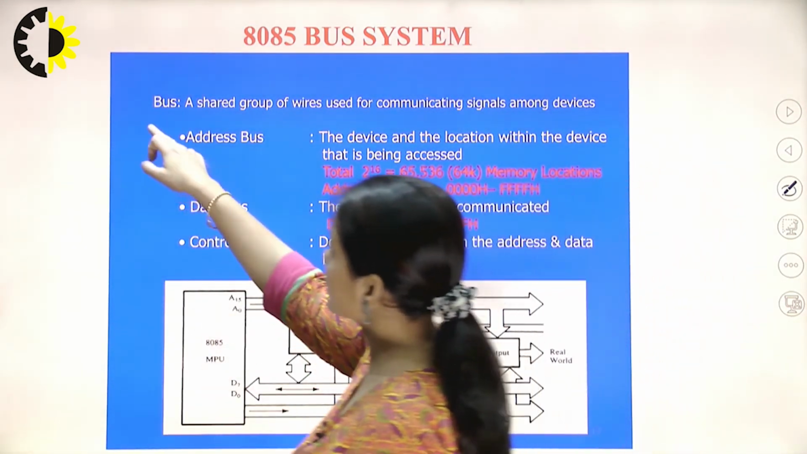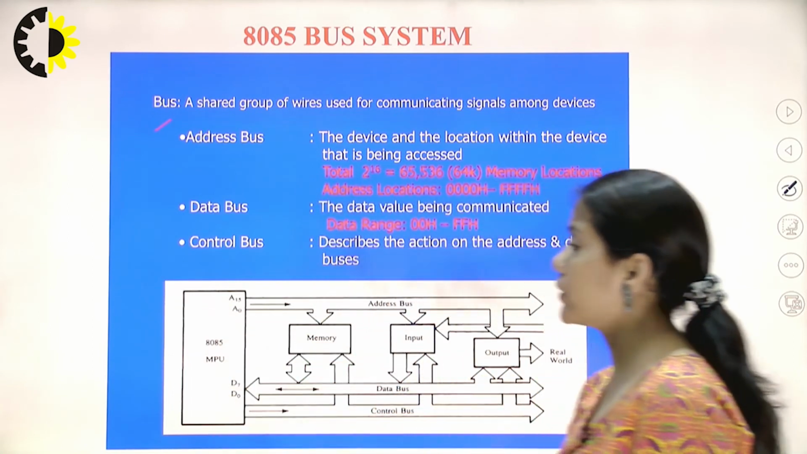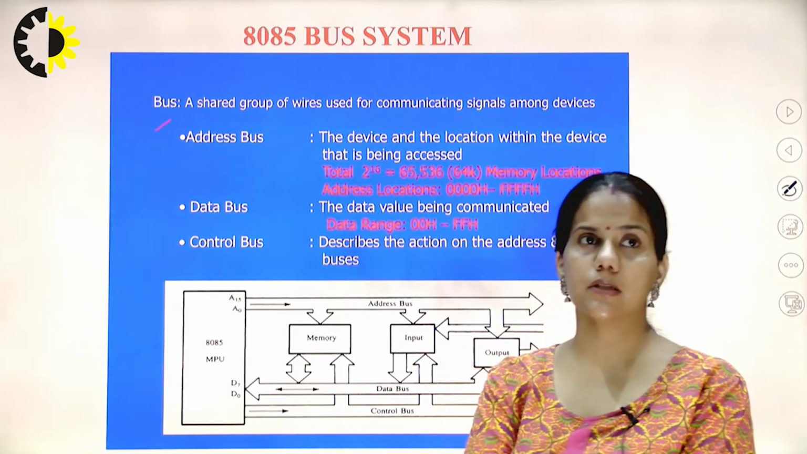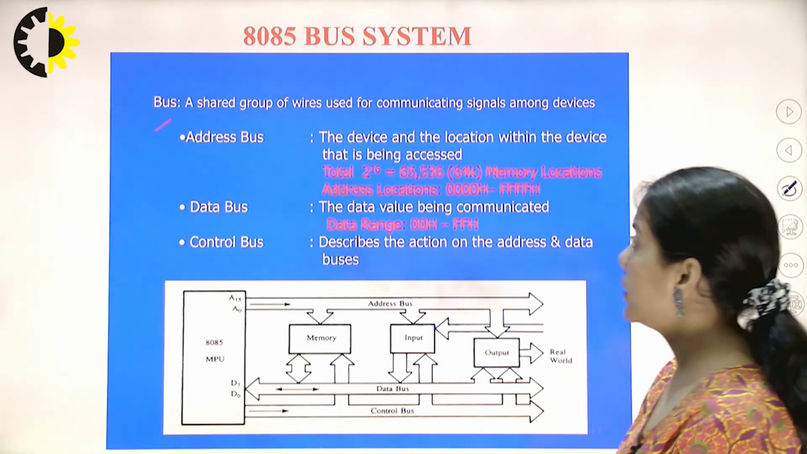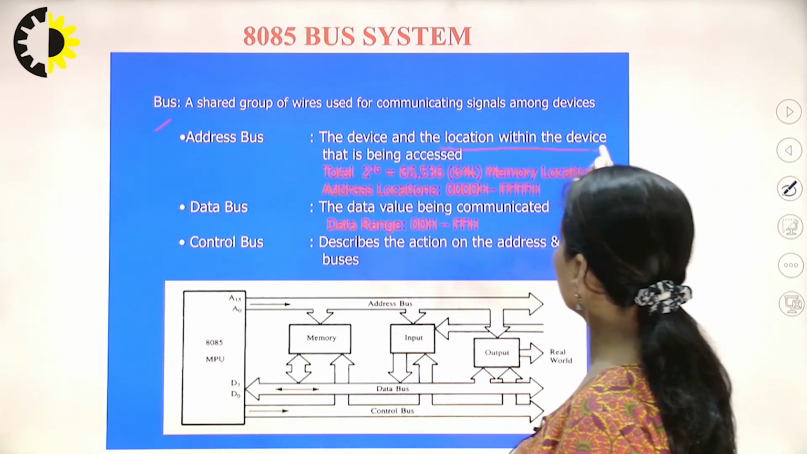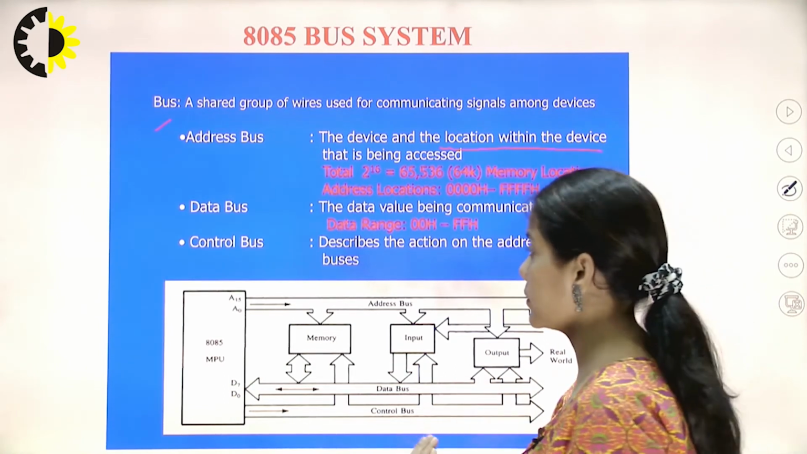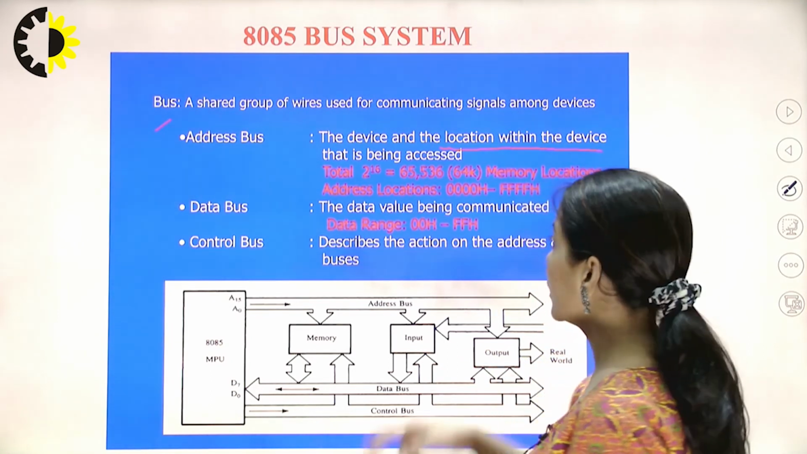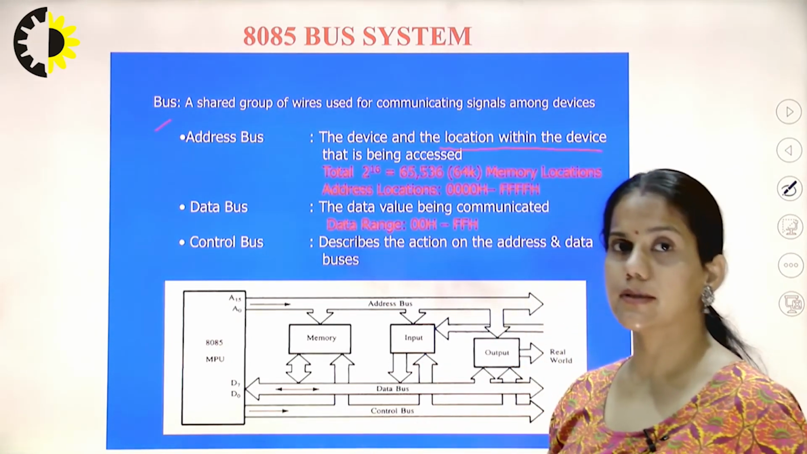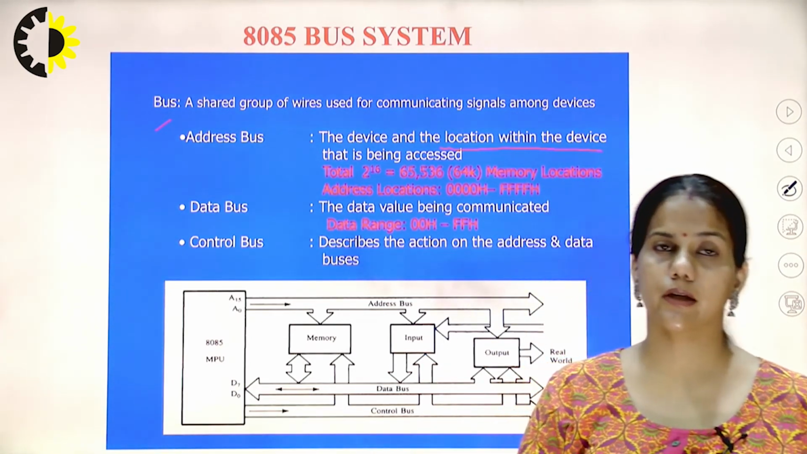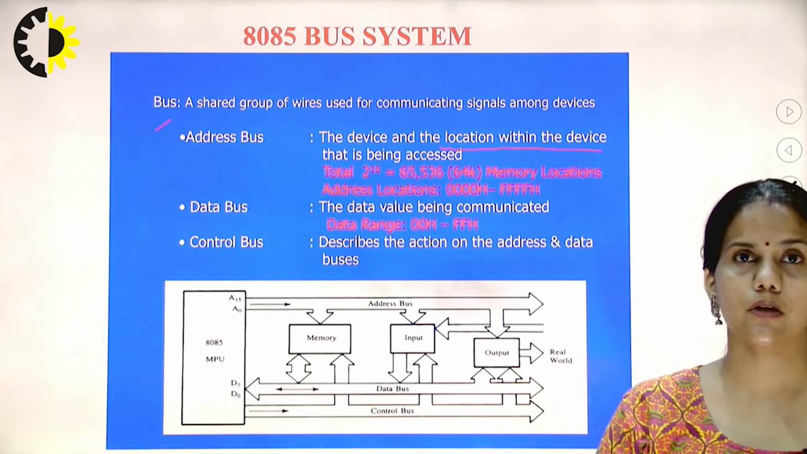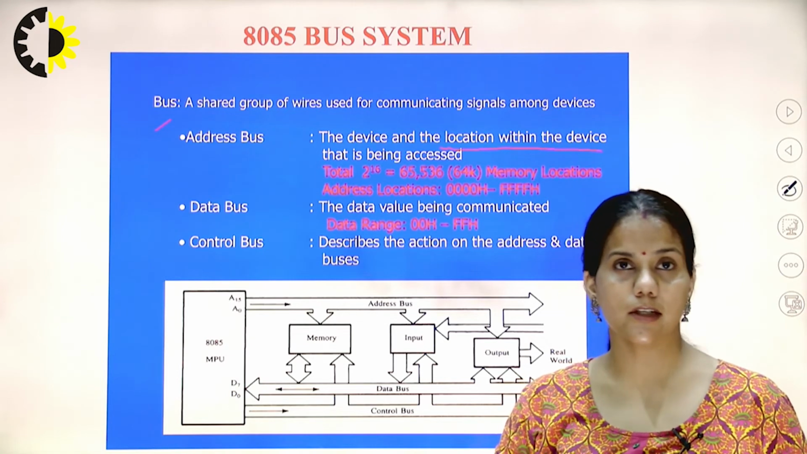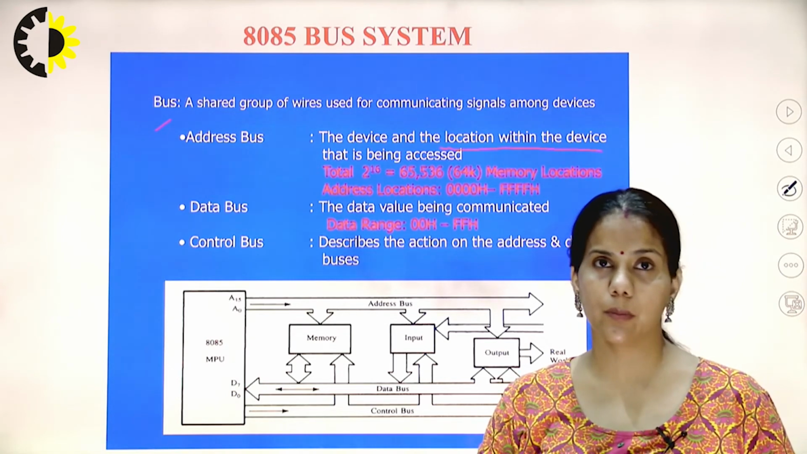So what is bus? It is a shared group of wires used for communication. So here are basically 3 buses, that is the address bus, data bus and control bus. Address bus is used to carry the address from the processor to the memory location. This is unidirectional. As we have already discussed, the address bus of 8085 is of 16 bits, so it can carry the 16-bit address of any memory location.